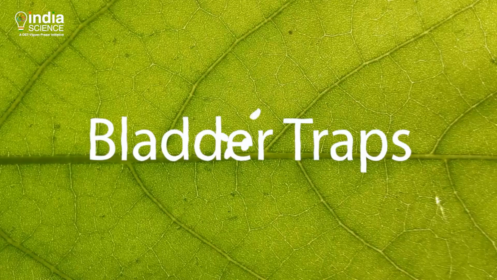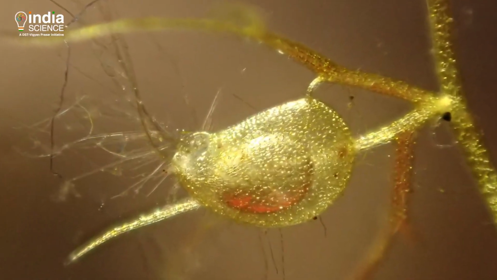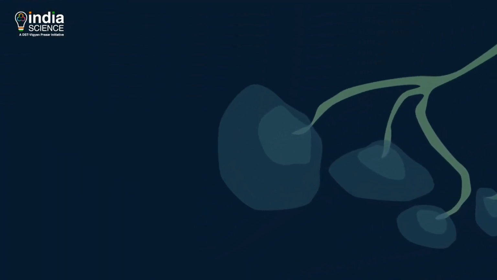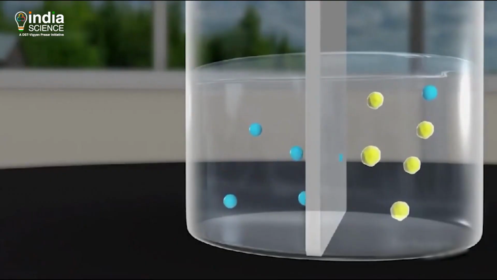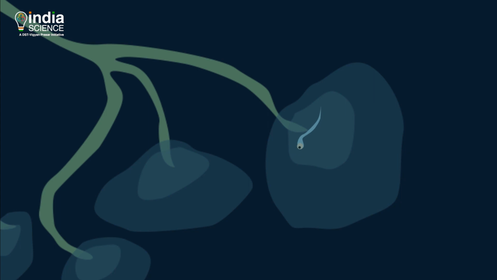Bladder traps. These seem to be the most interesting type of carnivorous plants. They have sacs underwater known as bladders. This bladder creates a vacuum and sucks the insects inside. The vacuum is created by removing water from the bladders by using osmosis. Osmosis is a process by which water can move from a less concentrated region to a more concentrated region. This worm is now digested by using various digestive enzymes.